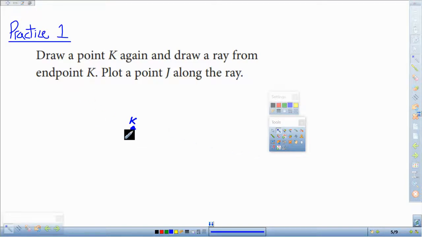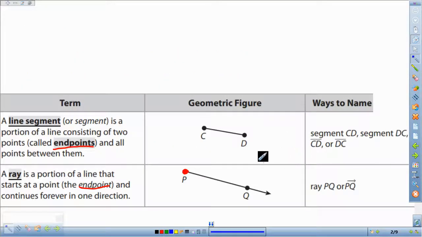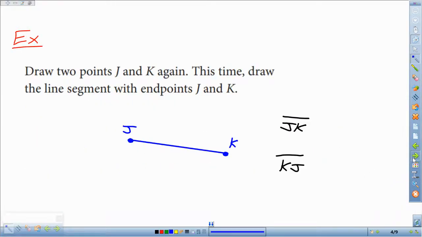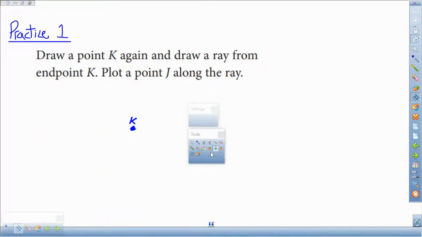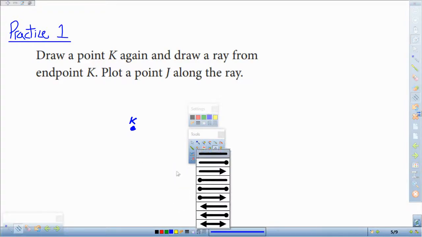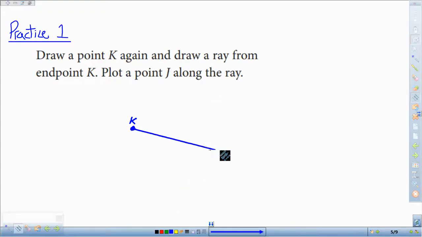So it's telling us K is the endpoint, and we're doing a ray. A quick reminder, flipping back real quick, a ray is, I want to use the word line, but it's not a line. It goes from one endpoint, and it just goes in one direction forever. So let's go ahead and do that. I'm going to get my drawing tools. I'm going from the endpoint to the right, putting an arrow there to show it goes in that direction forever.